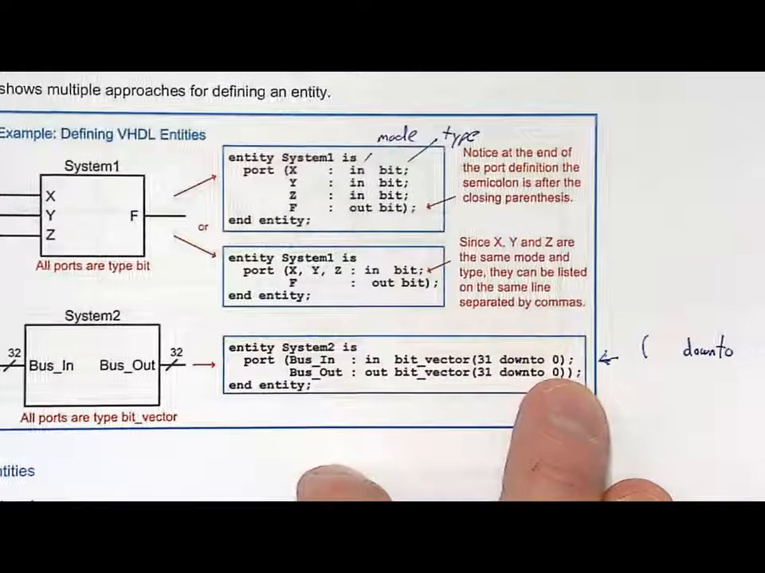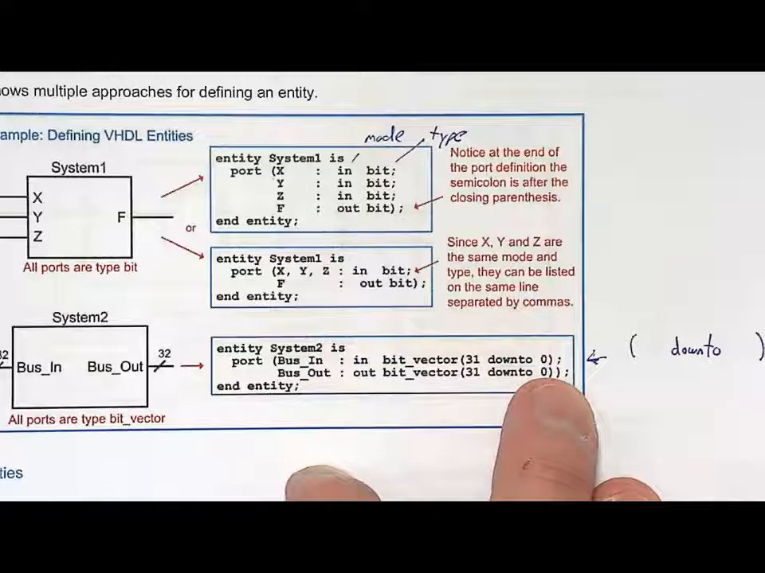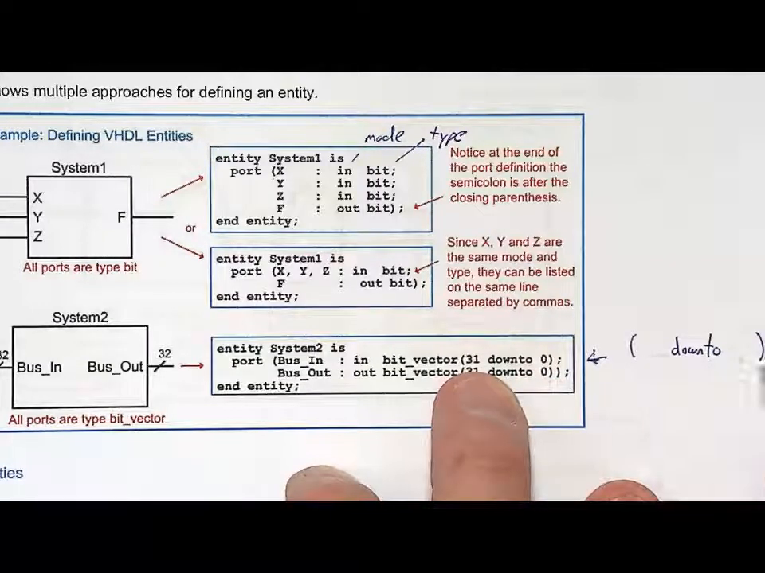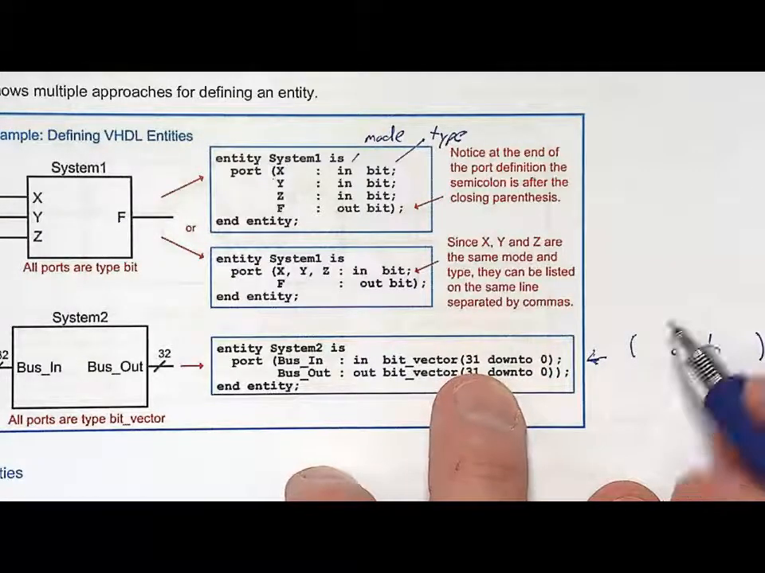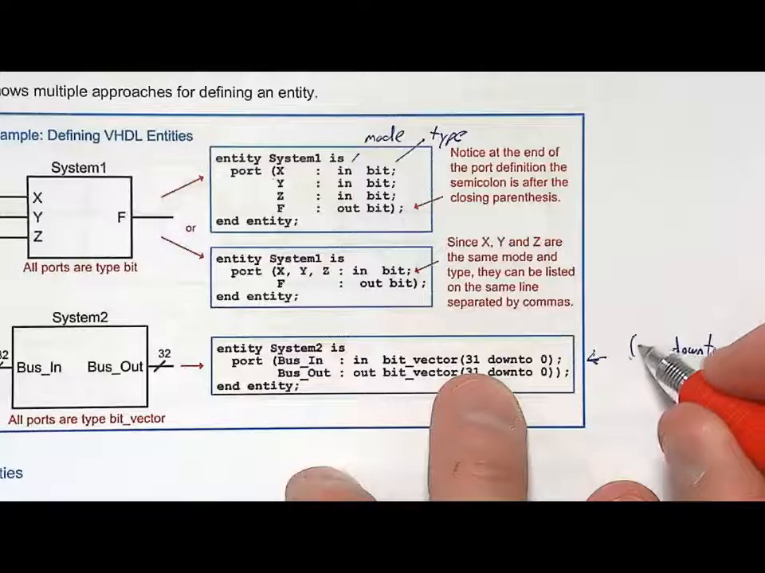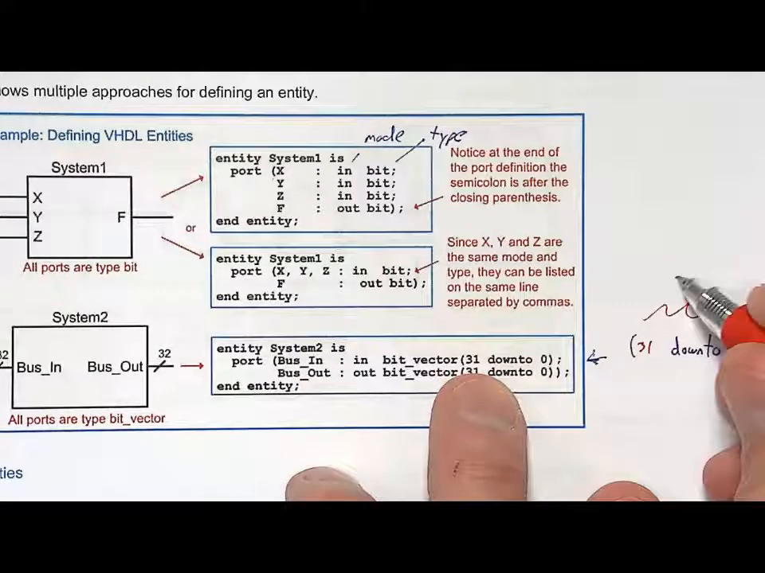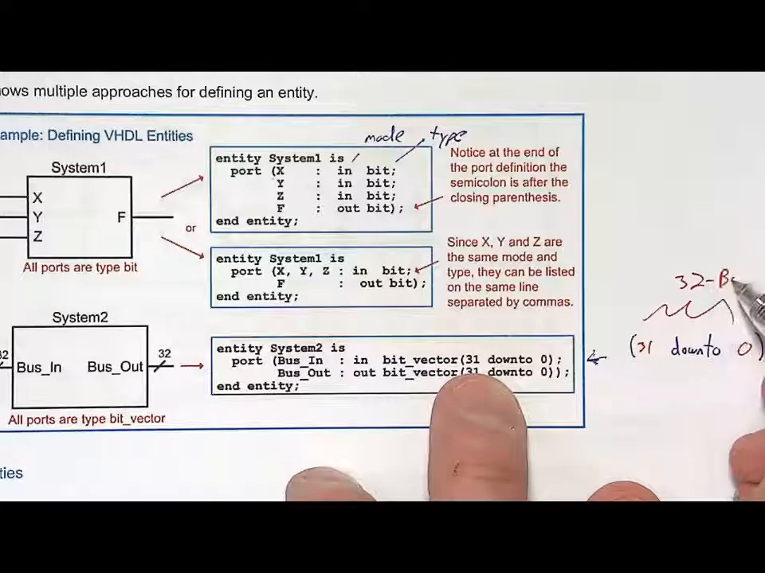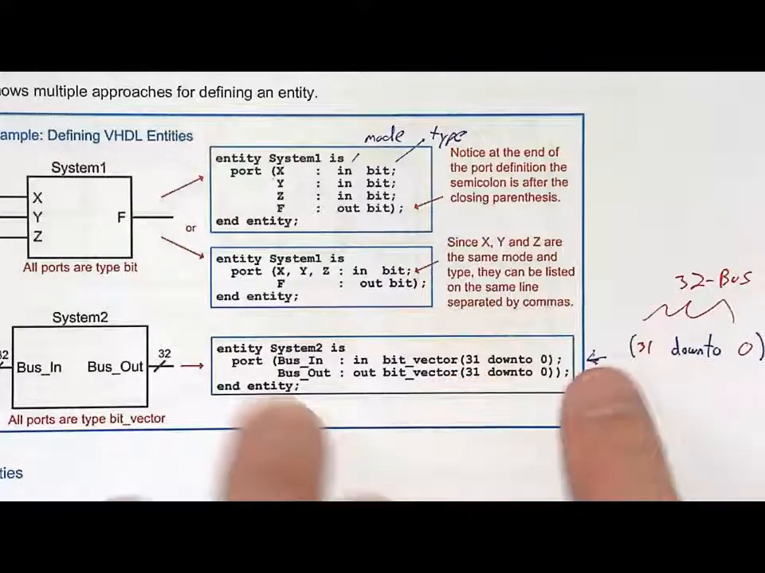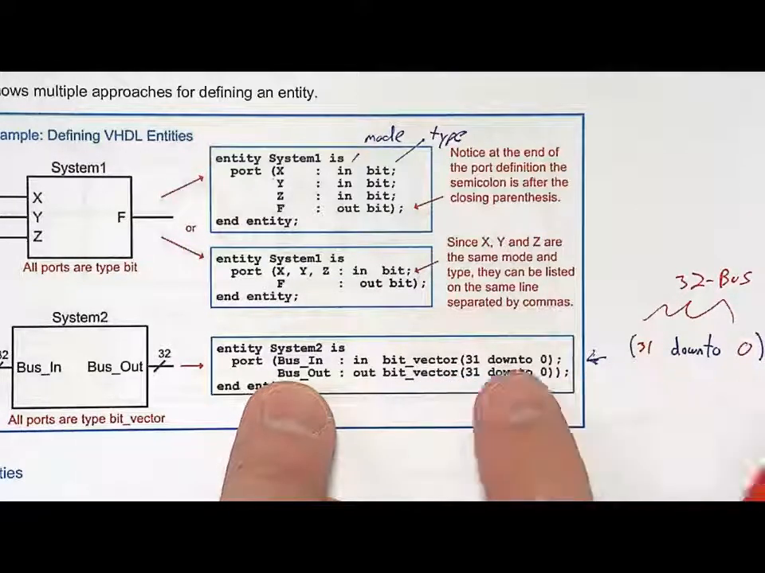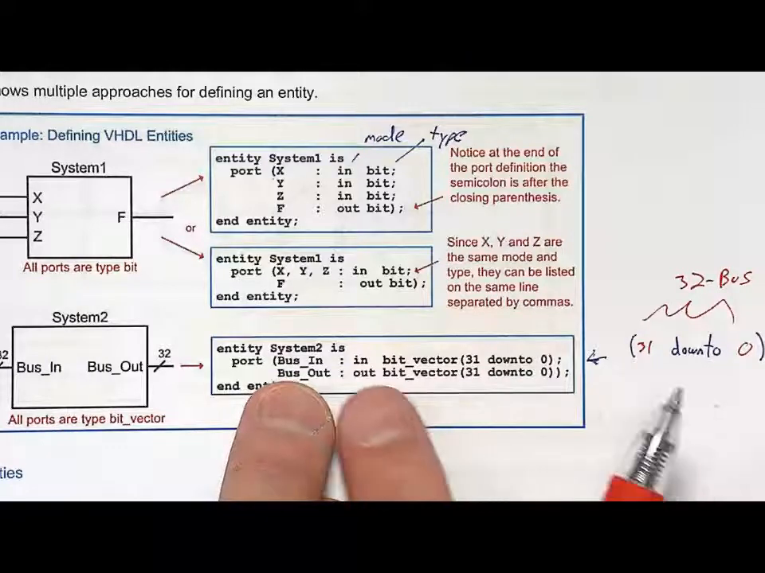So in this situation, the high index is going to be 31 and the low index is 0. And those are used to address individual bits within it. So this right here is a 32-bit bus, or a 32-bit vector. And I can then use the index later to specify certain bits.